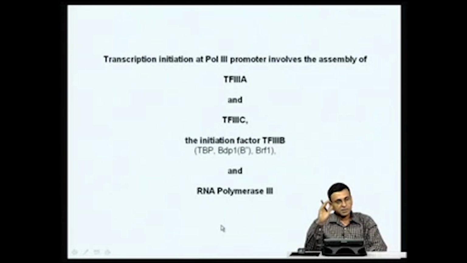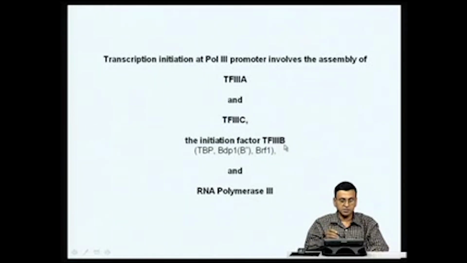So, transcription initiation of the Pol III promoter involves the assembly of TF3A, TF3C, and TF3B. As I said, TF3A is a zinc finger protein, and in addition to TF3A and TF3C, it requires the initiation factor TF3B. All these are multi-subunit proteins, so remember they are not simple proteins. For the sake of simplicity, I have simply mentioned each as a single protein, but these are all multi-subunit proteins.